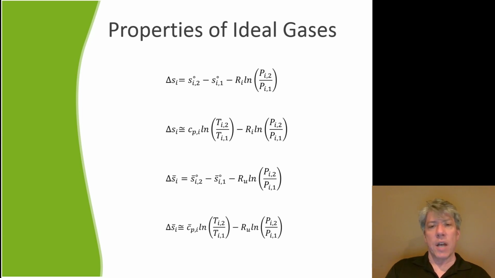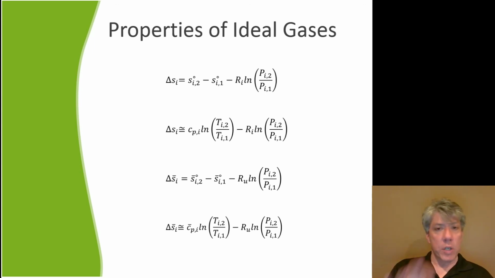Now, the s naught equations are a little more precise than the others, because the others, where there's a tilde, an approximate sign, are assuming a constant heat capacity over the temperature change range. And remember, the s naughts are not really entropy properties, they're properties that depend on temperature. But then the R sub i would be the gas constant for the ith species, whether it's oxygen or carbon dioxide, whatever it is. And then P sub i2 is the partial pressure of the ith species in state 2, whereas P sub i1 is the partial pressure of that species in state 1.